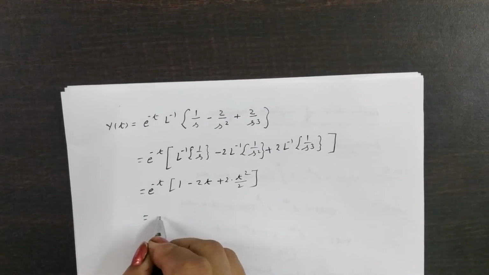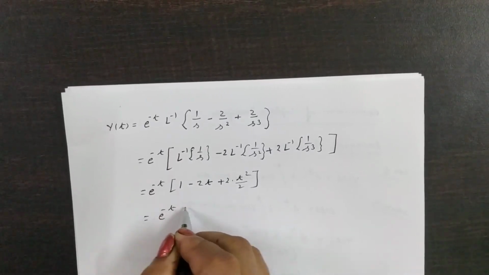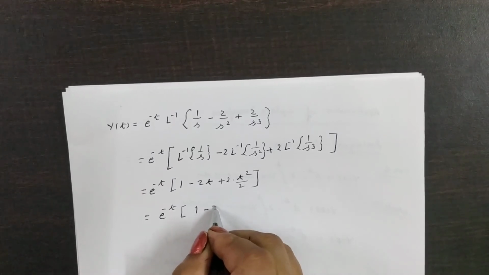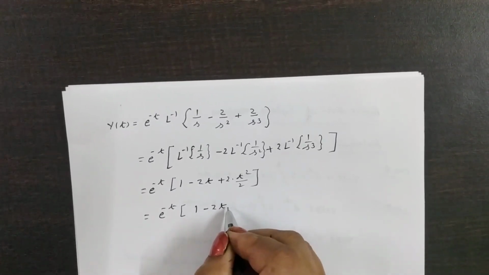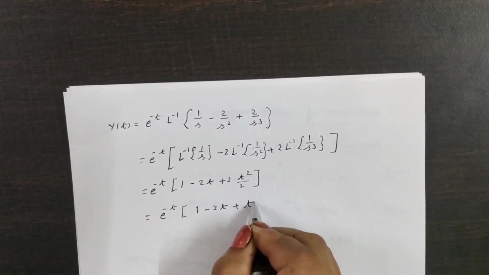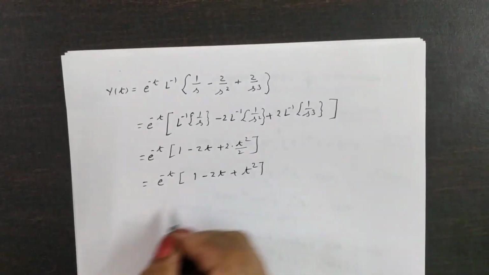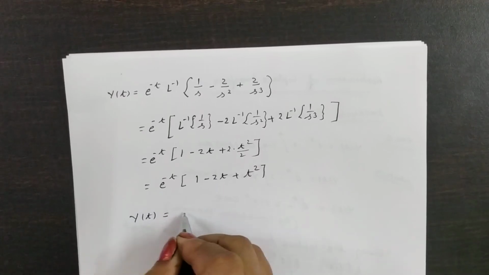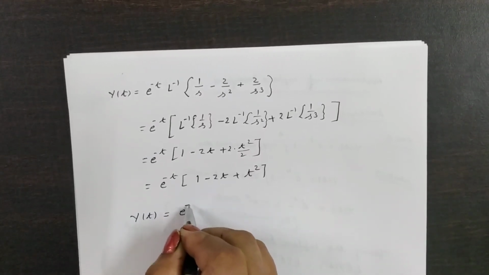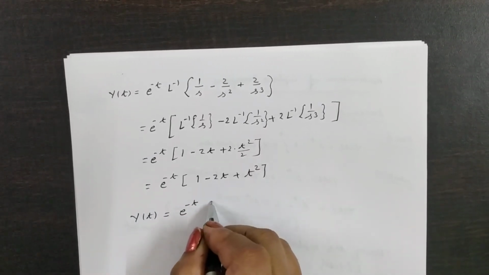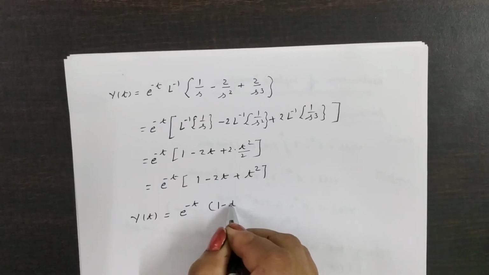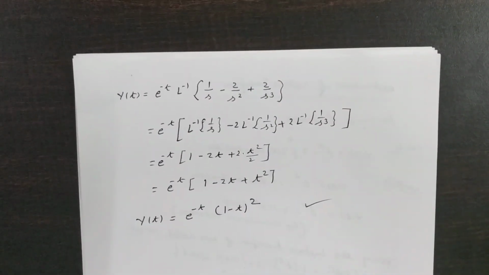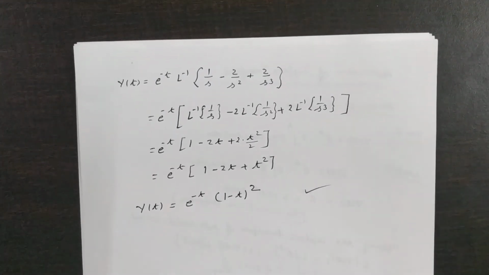So this becomes e^(-t) times (1 - 2t + t²). So the solution is y(t) = e^(-t)(1 - t)². Yes, this is the solution. I think you have understood it. Okay, thank you.